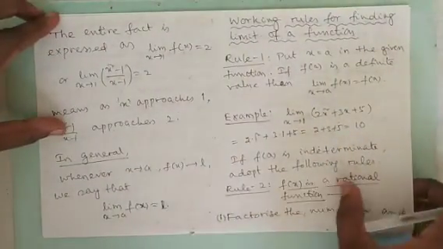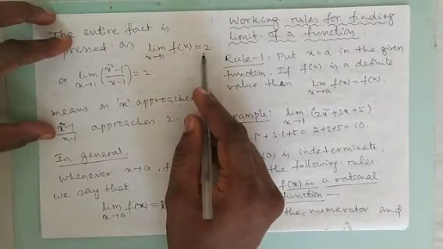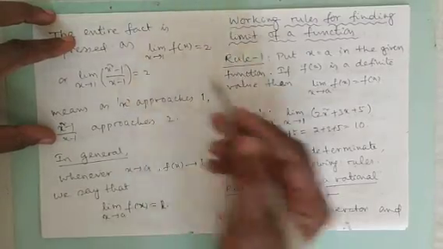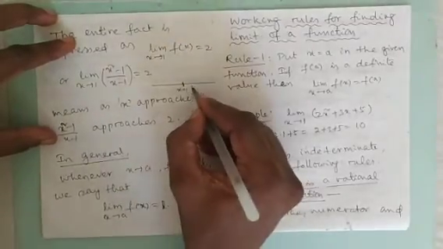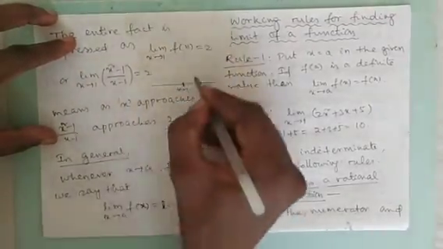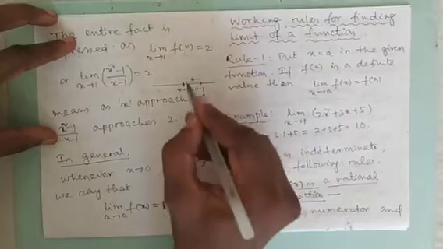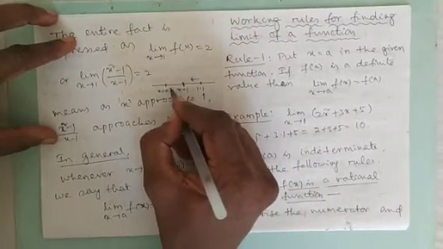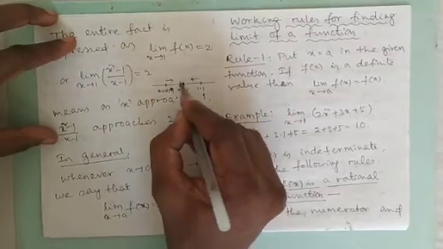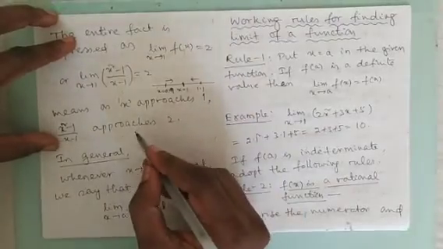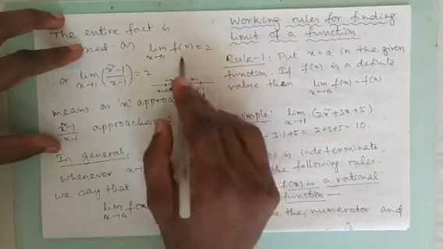Now this entire fact, whatever we have done, is expressed as limit x tends to 1 of f(x) is equal to 2. So what is the meaning of this? For example, here this is x equal to 1. Now we have taken a slightly greater value, that means 1.1, and as we move from 1.1 towards 1, f(x) moves towards 2. When we take a slightly smaller value, that is 0.9, and move from the smaller value towards 1, f(x) also moves towards 2. That means whenever x moves towards 1 from either side, f(x) moves towards 2.